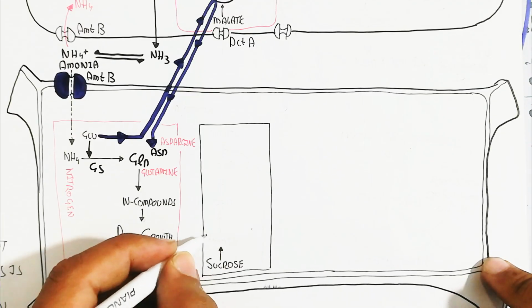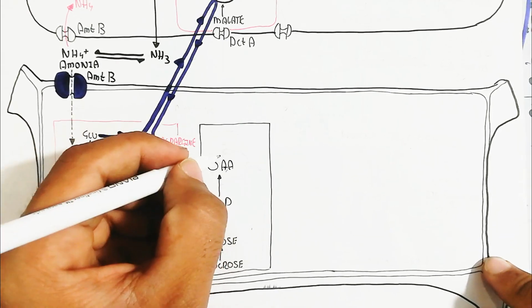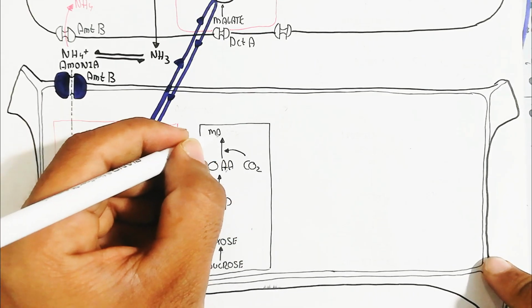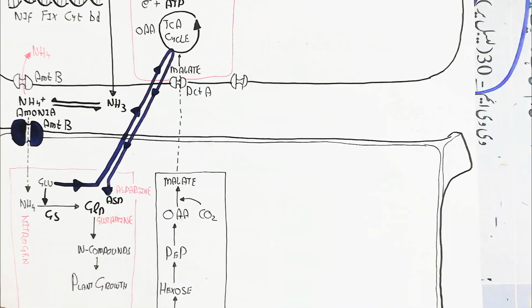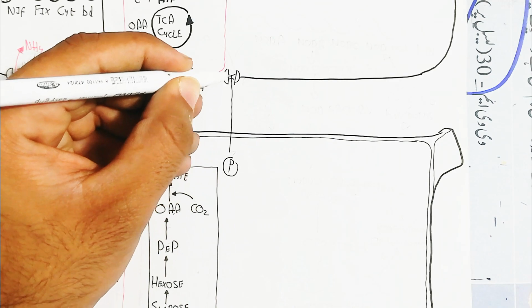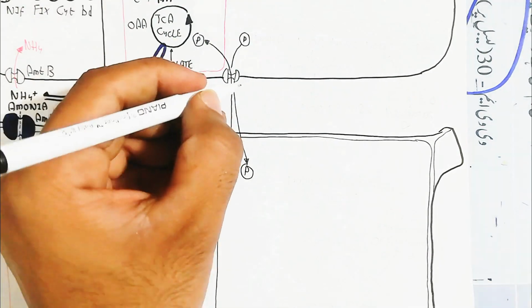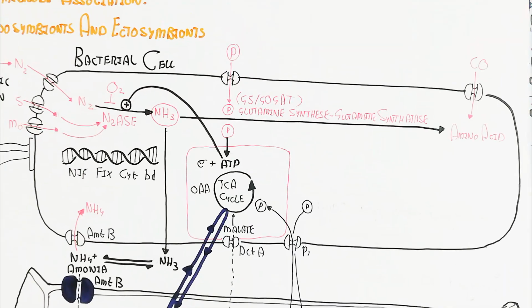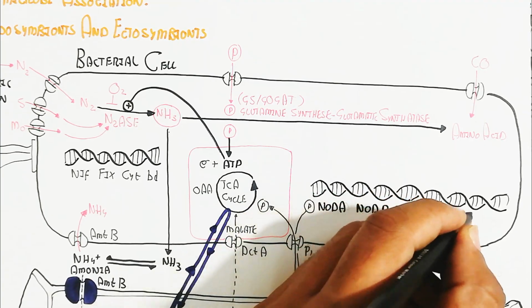Anyhow, the sucrose from photosynthesis is converted into hexose, phosphoenolpyruvate and oxaloacetate. Carbon dioxide is fixed to produce malate, and the DCT transporter accepts malate into the Krebs cycle in the bacteria. Phosphate is also transported between the bacteria and the plant.